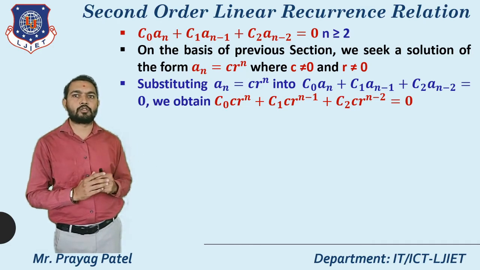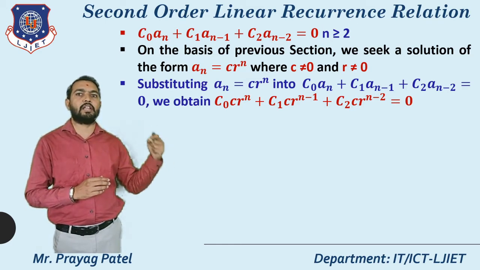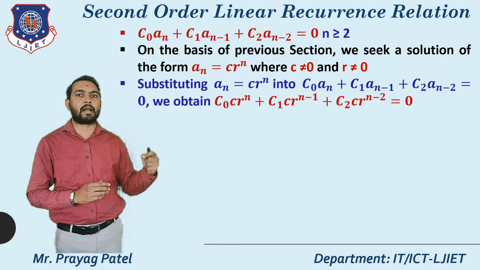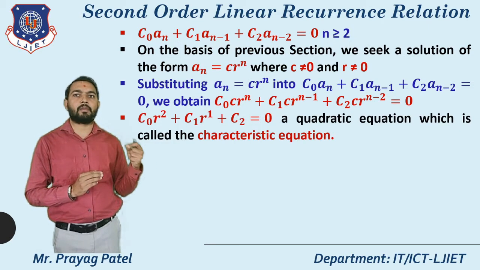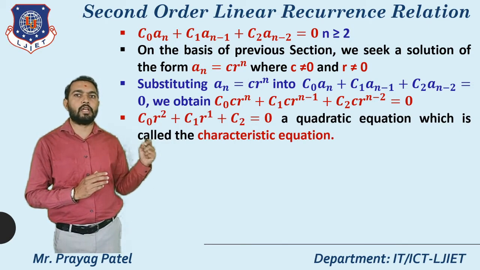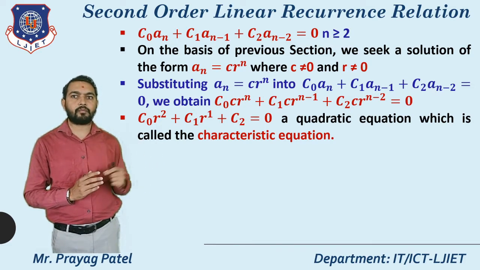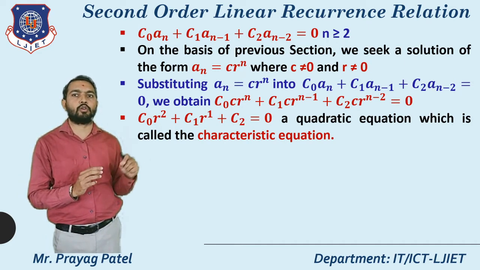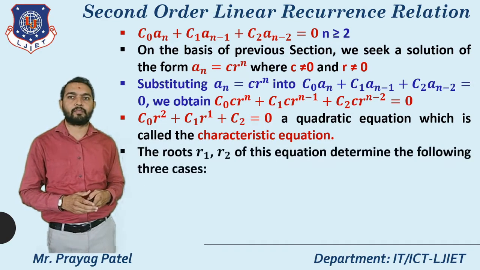Here c is a constant, so basically in place of a of n we write c into r raised to n. In place of a of n minus 1 we write c into r raised to n minus 1. In place of a of n minus 2 we write c into r raised to n minus 2. Now here C0 r square plus C1 r raised to 1 plus C2 is equal to 0 is called the characteristic equation. Here we remove the c because c is a constant, so C0 and c are combined. So the characteristic equation can be represented like this.